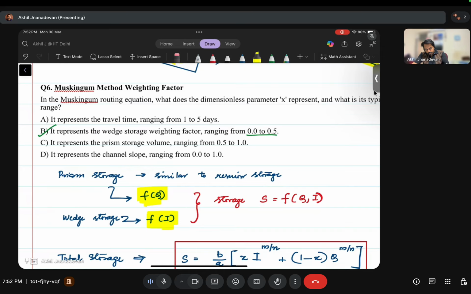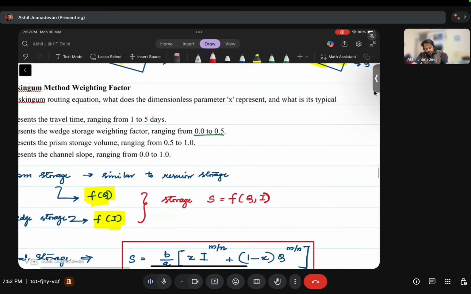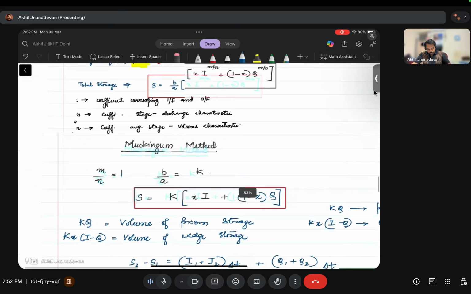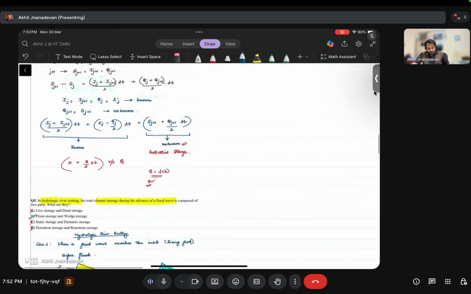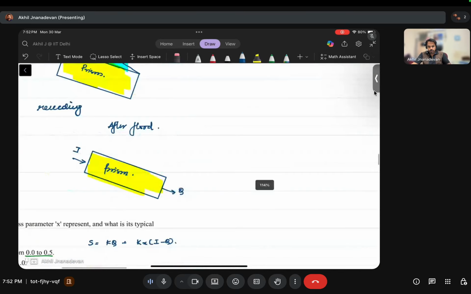Okay, if I come back to this particular question, this is the answer. The prism storage was K into Q, right? And the wedge storage was K into X into I minus Q. This is how we define the prism and wedge storage. So x is the weighting factor for the wedge storage.